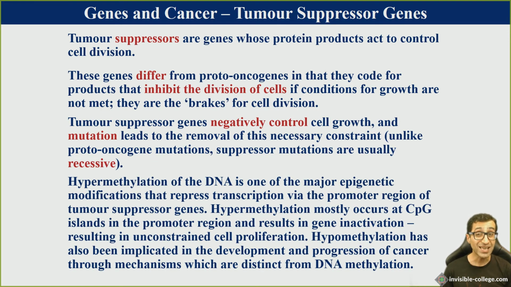Again, hypermethylation of the DNA is one of the major epigenetic modifications which represses transcription via the promoter regions of a tumour suppressor gene. As we said before, hypermethylation usually occurs at the CpG islands in the promoter regions and results in gene inactivation. This in turn results in unconstrained cell proliferation, and again, this is at the core of the causes of cancer. In contrast, hypomethylation has also been implicated in the development and progression of cancer through mechanisms which are distinct from DNA methylation. But a discussion of those mechanisms is frankly beyond the scope of this webinar.